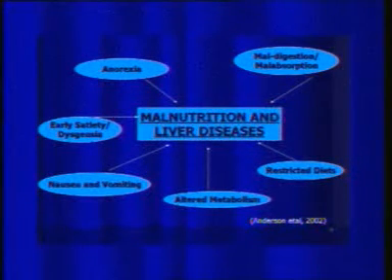So when a patient suffers from malnutrition, it majorly is because of anorexia, maldigestion or malabsorption. Steatorrhea is a major problem. Early satiety, dysgeusia, doesn't feel like eating, doesn't feel the food is palatable. There is nausea, vomiting, altered metabolism, and there are restricted diets, of course, for liver cirrhosis and hepatic coma patients.